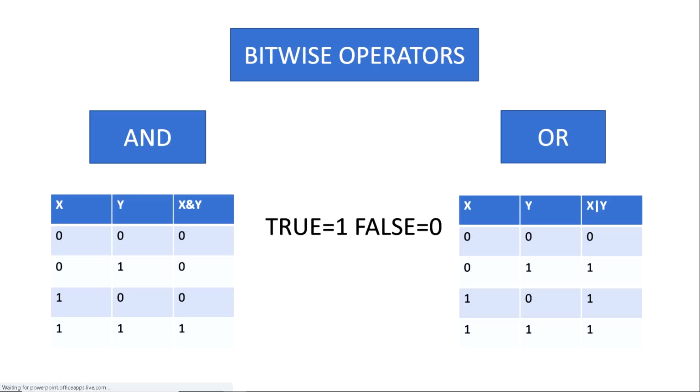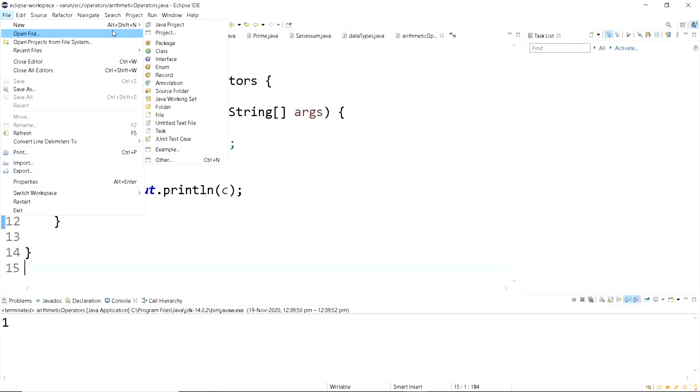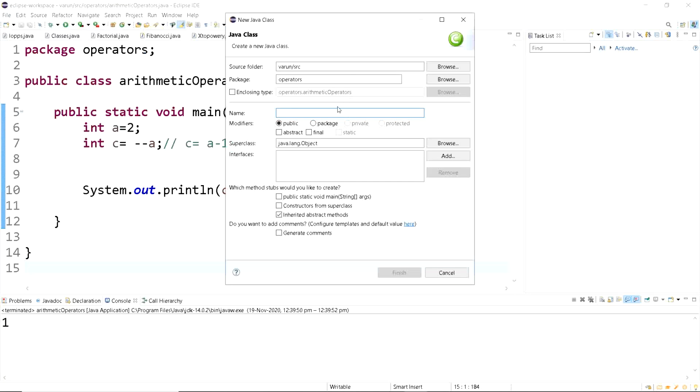Now let us see how bitwise operators are used in Java in our Eclipse IDE. Now let's create a class called bitwise operators.